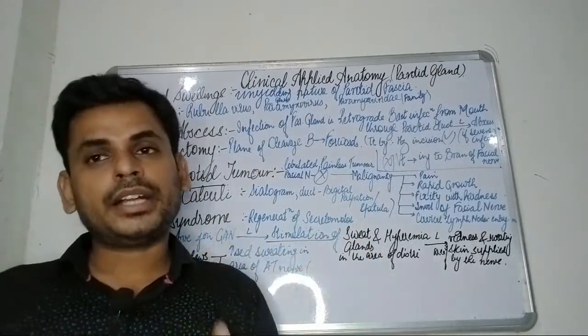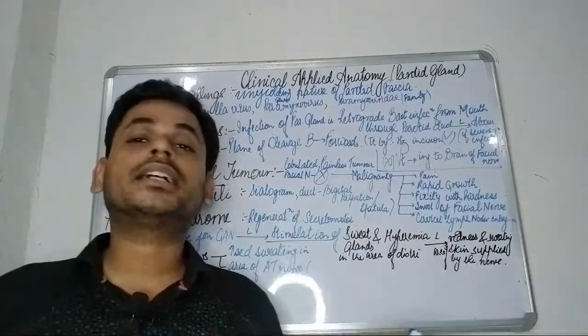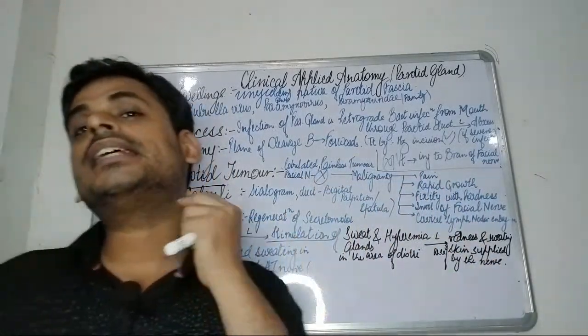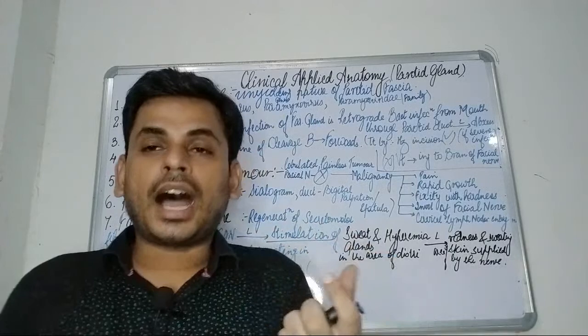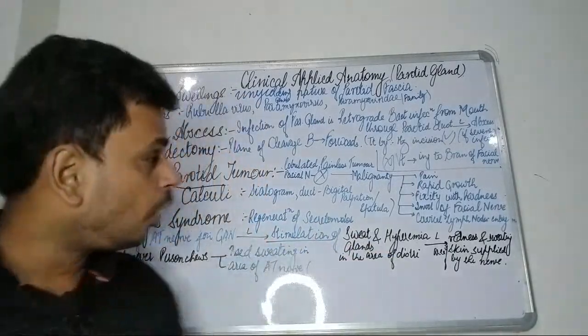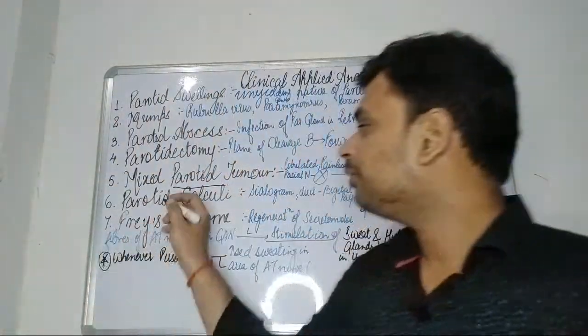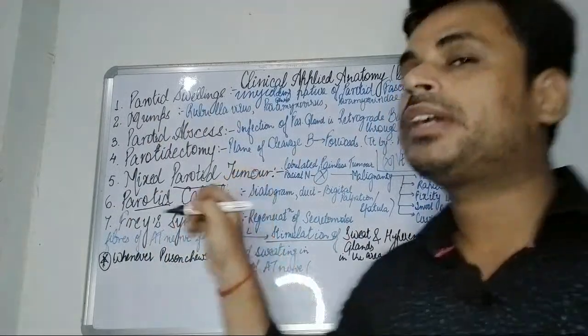But once it undergoes malignancy, involvement of the facial nerve also occurs, and the cervical lymph nodes are found to be enlarged if there is a malignant transformation of the mixed parotid tumor. Now, moving on to the next clinical aspect, it is the parotid calculi.